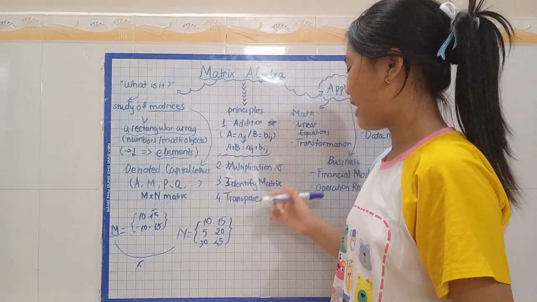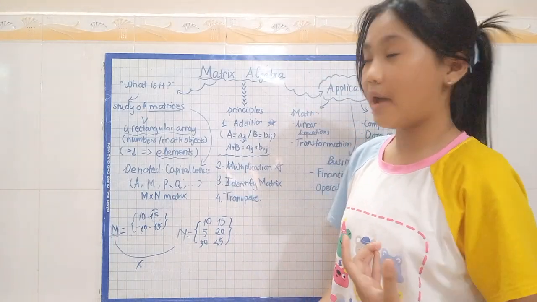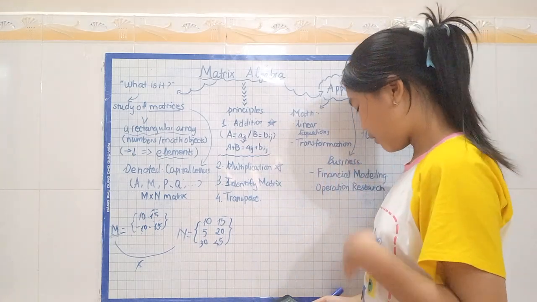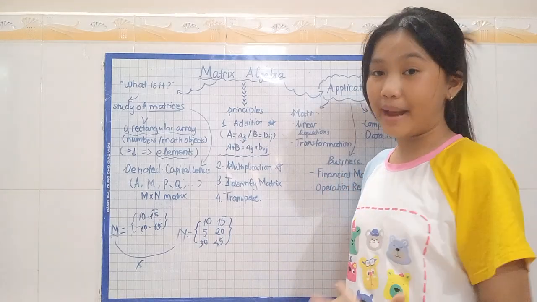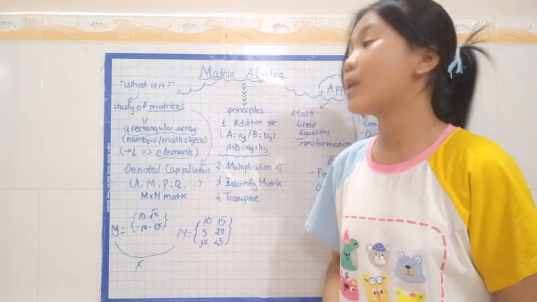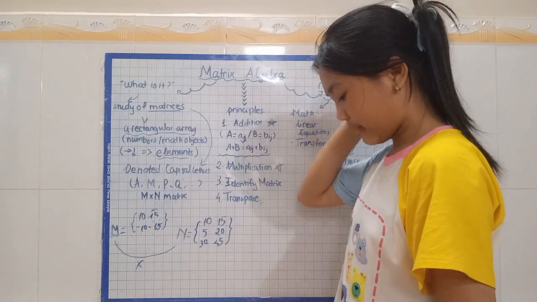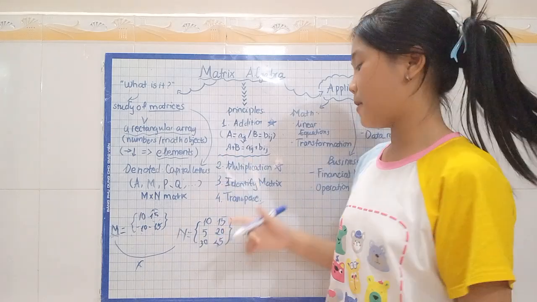Next, we also have the identity matrix. This is a really important thing in matrix algebra. It is a square matrix. We also have the transpose of a matrix, which is formed by swapping its rows and columns.